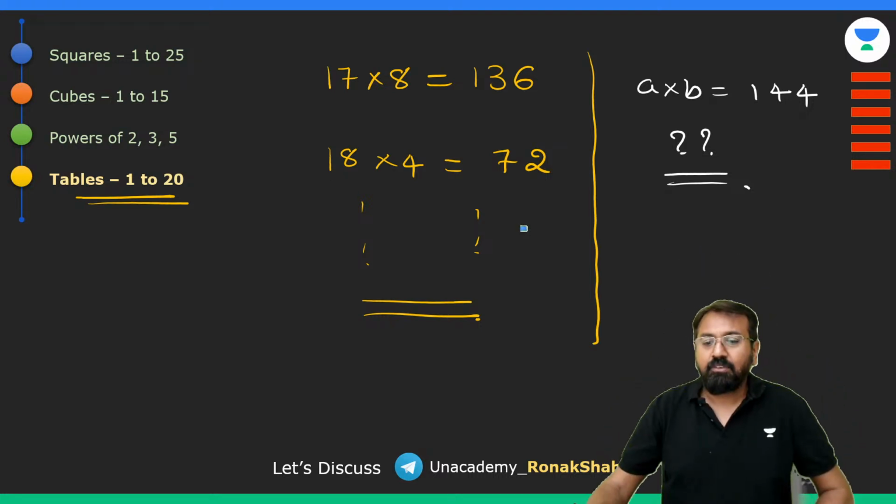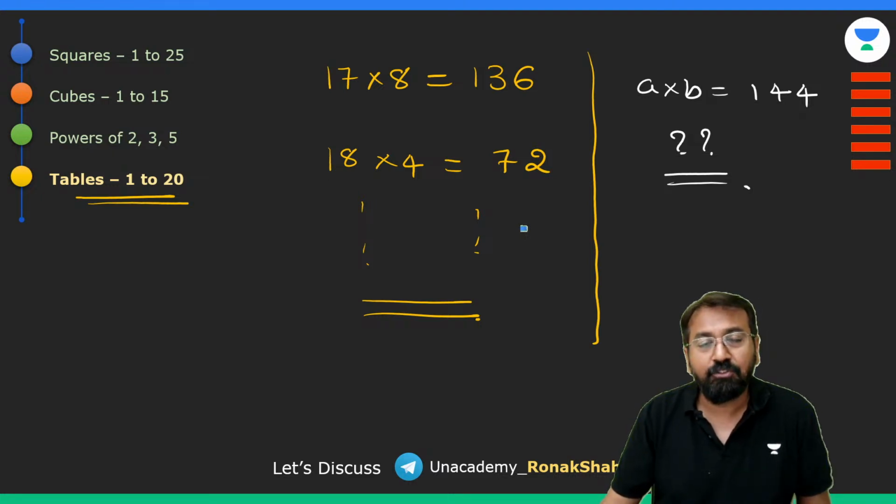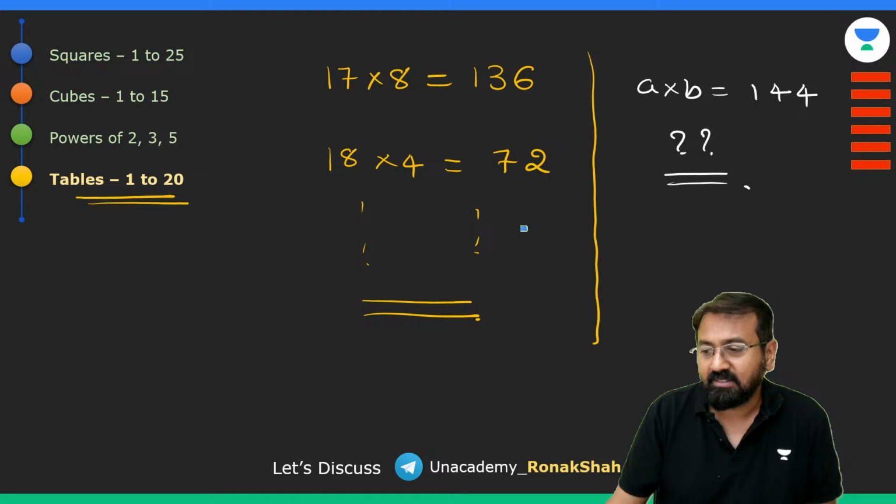19 6s is not 144, 19 6s is 114, right? 19 6s is 114, not 144.